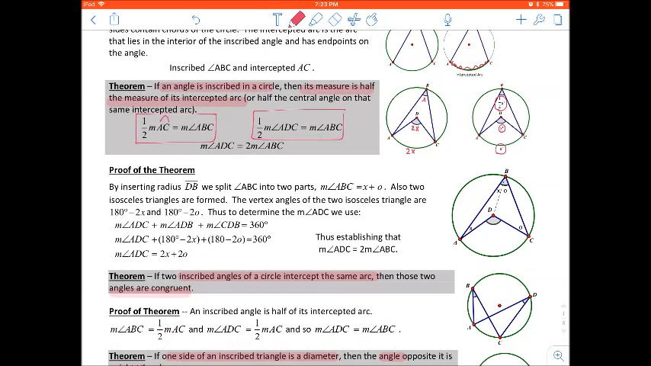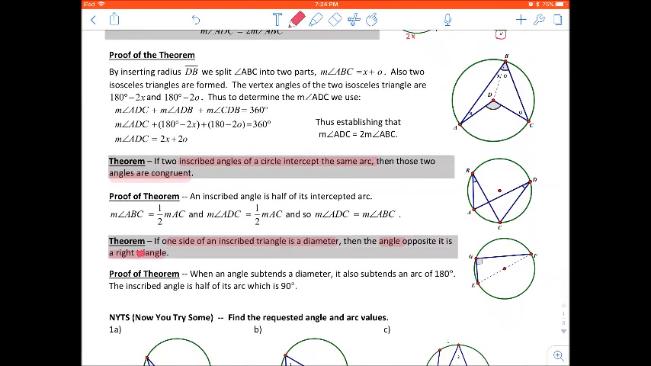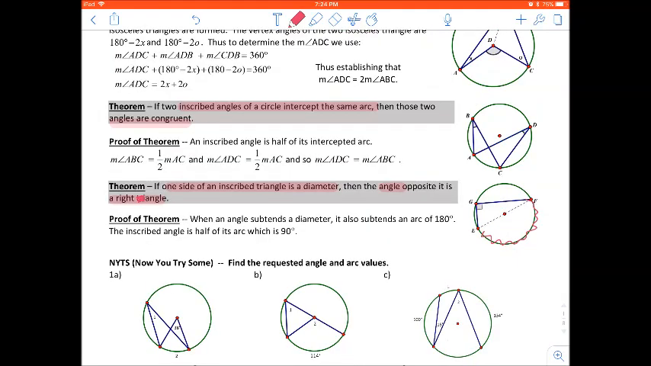There's a proof, very reasonable, that you could look at on your own time. The theorems, though, are common sense given the properties of an inscribed angle. So if two angles are inscribed and intercept the same arc, then they're going to be congruent, naturally. And then if one side of an inscribed triangle is a diameter, then the angle that's opposite that diameter is going to be a right angle because it opens up to half of the circle, which I've just outlined in the diagram to the right of that theorem.